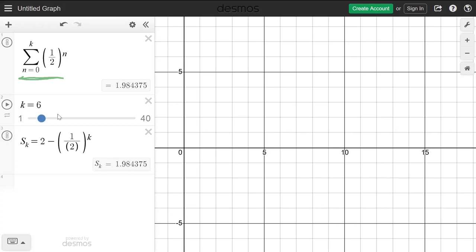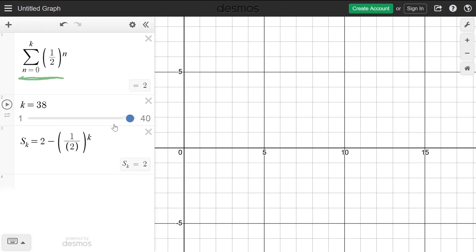Hopefully you can see the decimals are getting awfully close to 2. In fact, once we get up past 36, 37, 38, the computer can't tell the difference between 2 and our number once we get to 38. The decimal places it keeps track of are not enough to tell the difference.